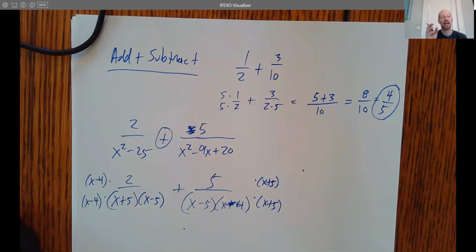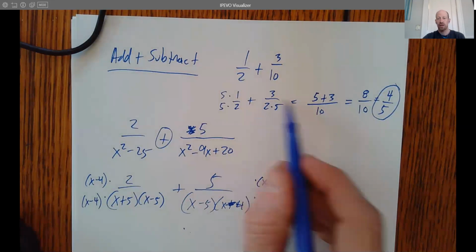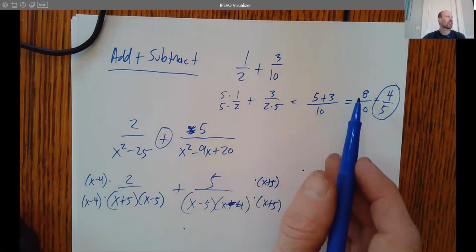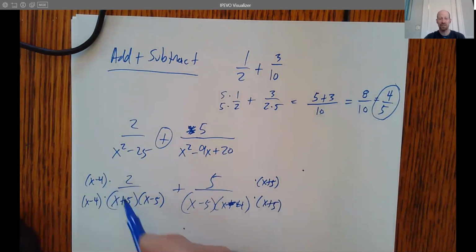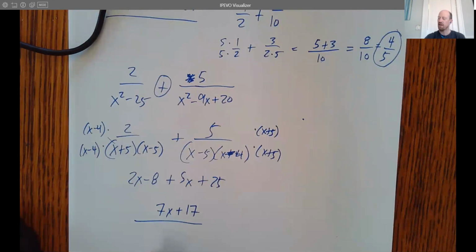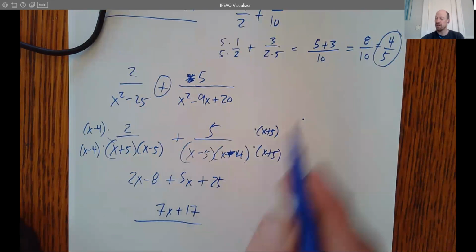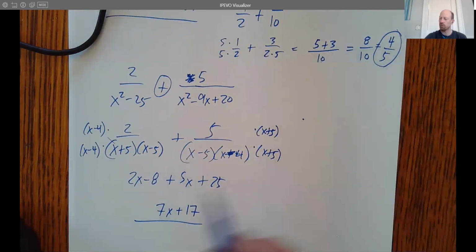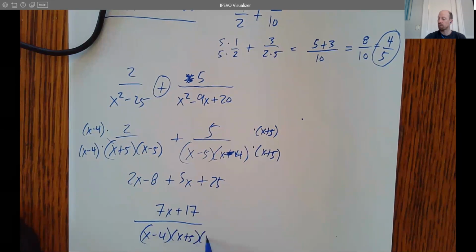Now I've created the common denominator, so my next goal is to go ahead and combine the numerators together. So I've got to make sure I don't cancel here. I want this to all go together now. So this is 2x minus 8 plus 5x plus 25, which is the same as 7x plus 17, and that's all over this. So that's this. That's like the 8, and it's all over this x minus 4, x plus 5, x minus 5.